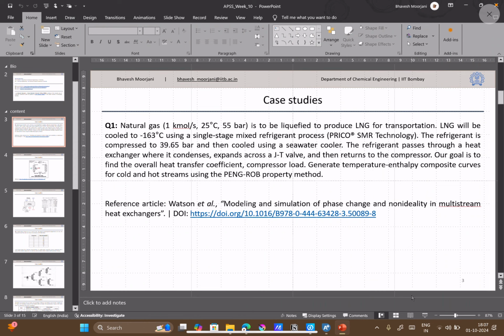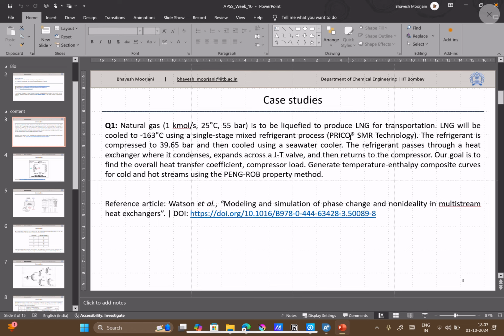Okay, so let's start with question 1. This is an example of the use of a multi-stream heat exchanger in the Aspen Plus software. The problem statement says that we have natural gas coming at a 1 kilomole per second flow rate at 25 degrees centigrade and 55 bar, which is to be liquefied to produce LNG. LNG is liquefied natural gas for transportation purposes. LNG will be cooled to minus 163 degrees centigrade using a single stage mixed refrigerant process.